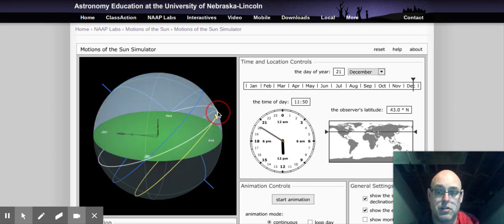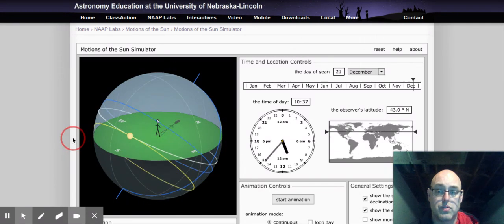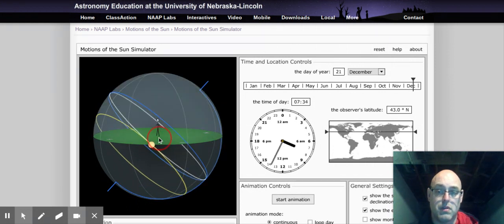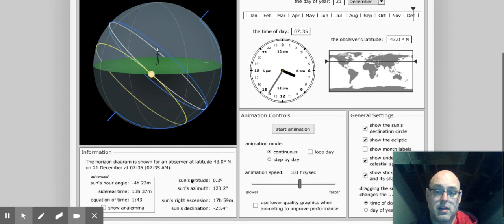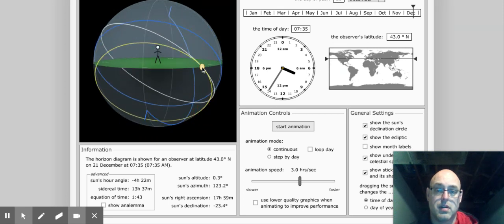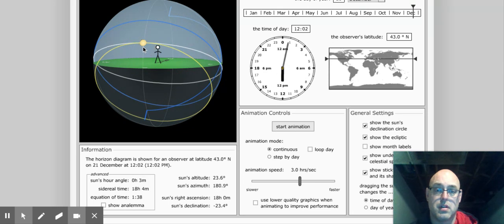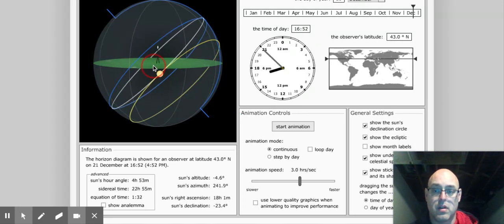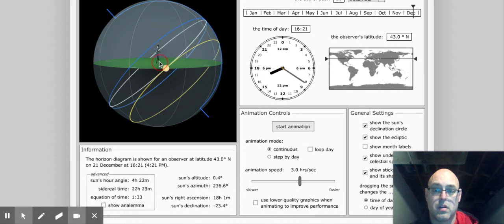And now December. Spin it around. There we go. Oh, I've got to move it up so you can see everything. There we go. Okay, spin this around. Altitude of the noon sun, there we go. And sunset. There you go.